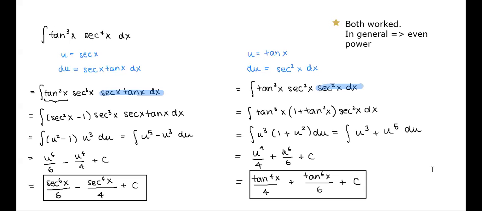So the other type of question that we had should not have been as difficult. It's this problem over here: x times cosecant squared of x. Can anybody tell me what technique you should use in order to solve this integral?